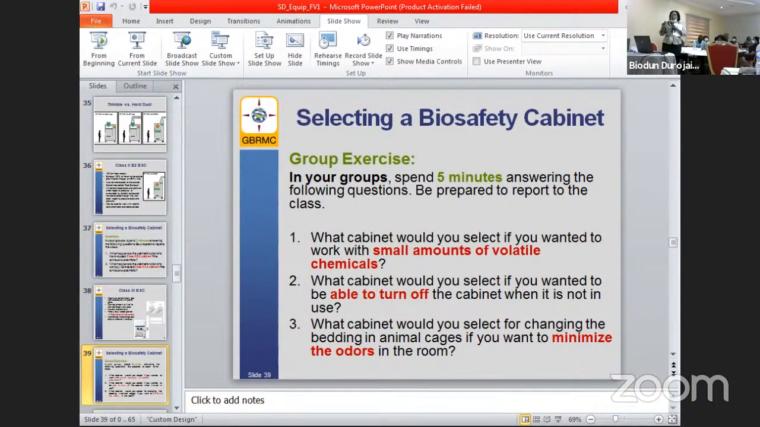What cabinet would you select if you wanted to be able to turn off the cabinet when it is not in use? Any one of them. So the practice, the good laboratory practice is that when you are done with your work and it's not in use, what do you do? Those of you that use BSC, all BSC. And then when you switch on, then you leave it for a while. So we have answered. Our answer is all.